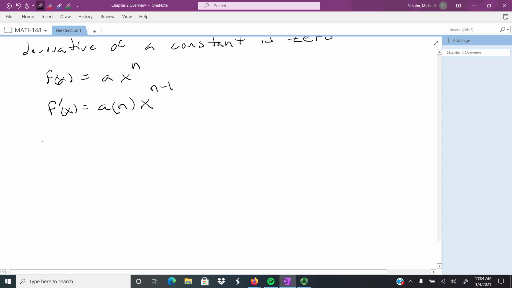Okay. So my first basic rule. If I had f of x equals 2x minus 7x squared, and I want to find my derivative, f prime of x is going to be 2 minus 14x.